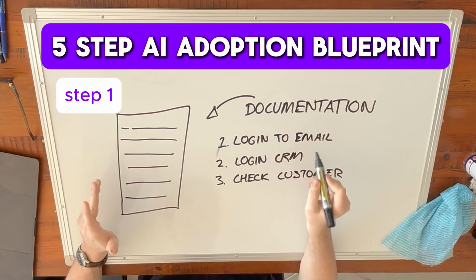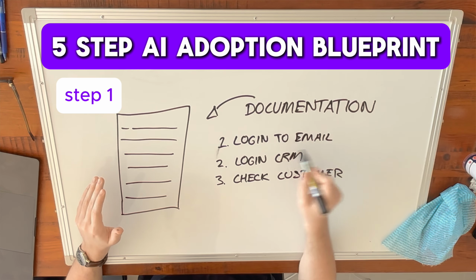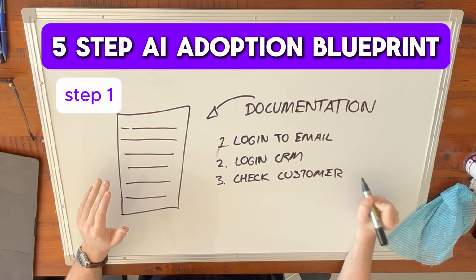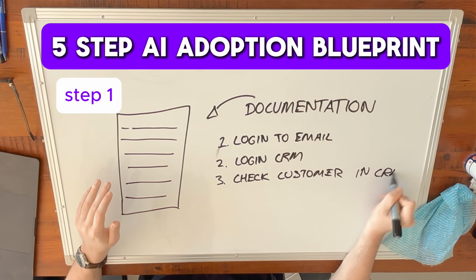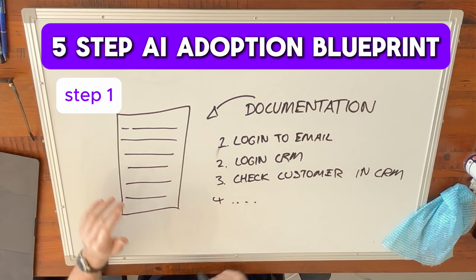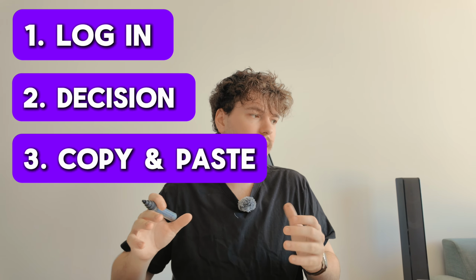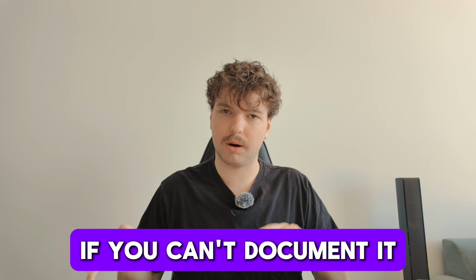Just as an example, you want to list everything. So I've just written down here, like, jargon: log into email, log into CRM, check customer in CRM, and then et cetera, et cetera, et cetera. Just simply outlining the 40-odd steps to do a task like this makes adopting AI 100 times easier. Every login should be documented, every decision, every simple copy and paste. These are all steps your AI will eventually need to know about. Main takeaway from this bit is if you can't document it, you won't be able to automate it.